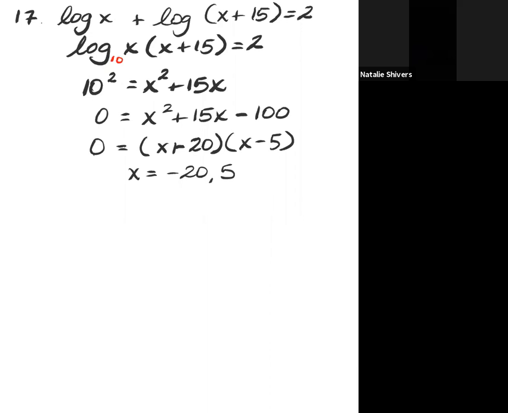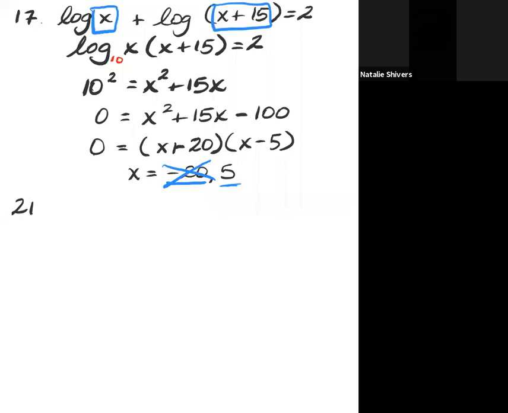So before we decide what works and doesn't work, we need to go back and check what we're taking the log of. If we plug negative 20 in, we get the log of a negative number, so it crosses off. Then when we check 5, it works. We get log of 5, we get log of 20. Those both work, so the answer is 5.